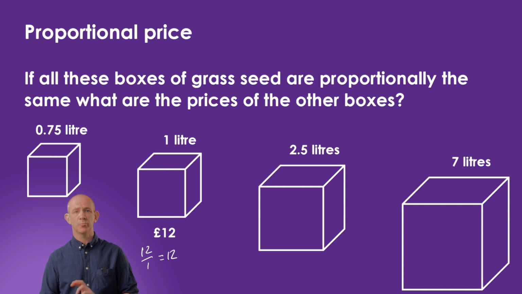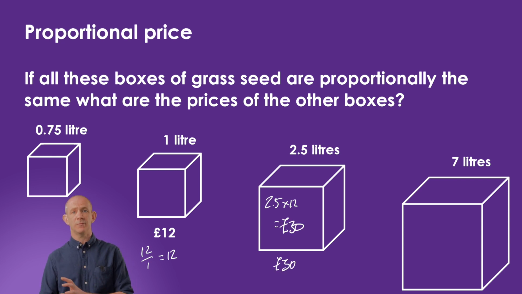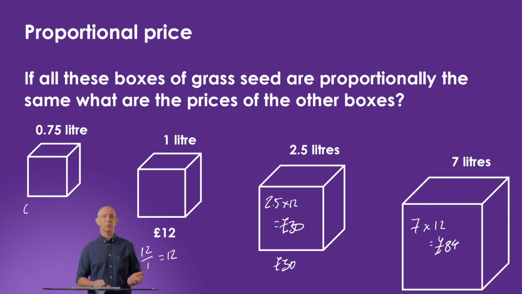I can now multiply 2.5 times 12 to give us £30, which is the price of the 2.5 litre box. 7 times 12 will give us £84 for the 7 litre box. And now we can calculate this box, which is 0.75 litres. Remember that even though we're multiplying, if we do this by a number smaller than 1, the amount's going to reduce, as is the case in this one. 0.75 times 12 gives us £9. So now we've calculated all of these with the same scale factor, so we can say they are all proportionally the same prices.